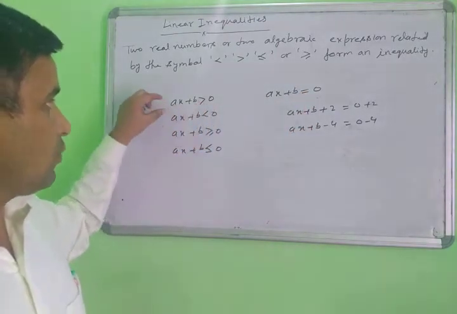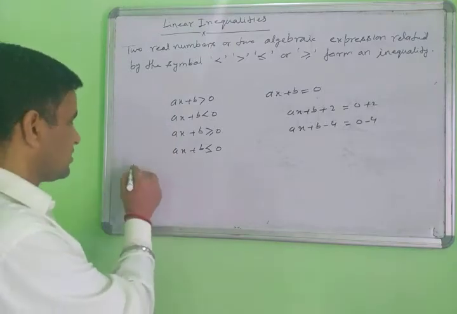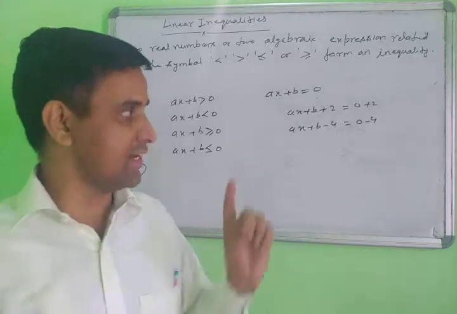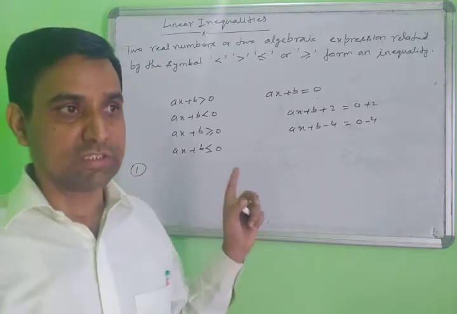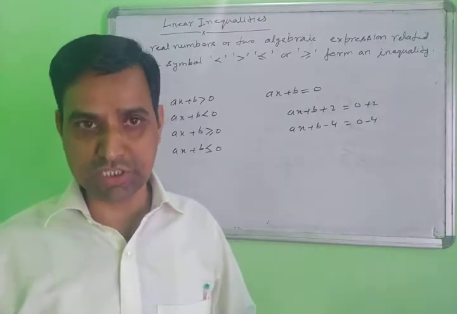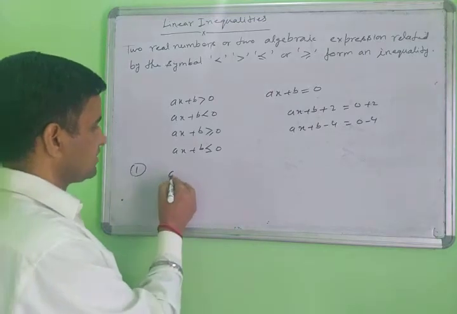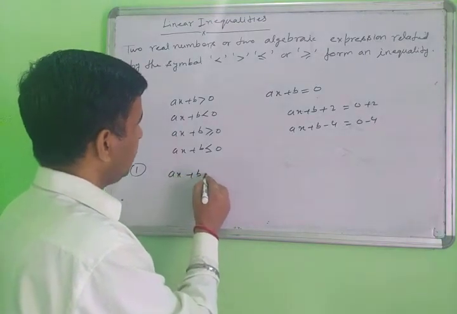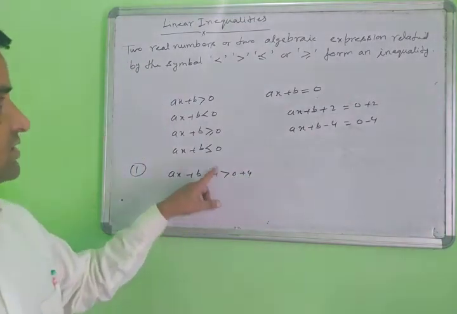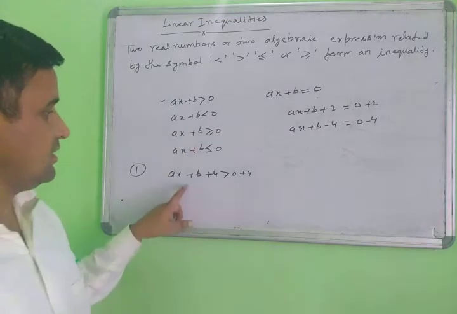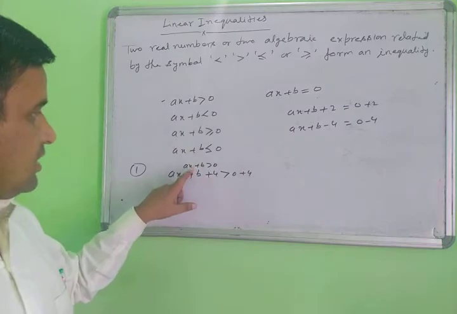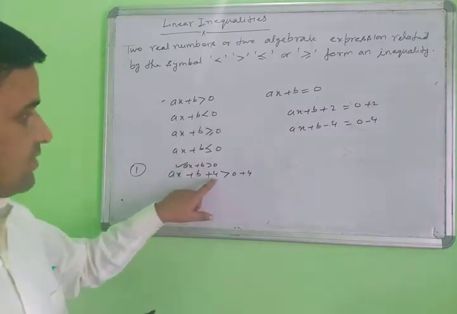Same rule for inequalities. Rule number one: when you add or subtract on both sides of an inequality, the sign of the inequality does not change. It means, suppose ax plus b plus 4 greater than 0 plus 4, the sign will not change. Suppose your inequality is ax plus b greater than 0, and we add the same number to both sides.